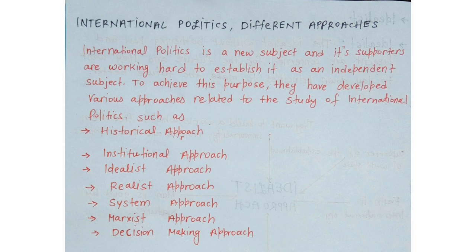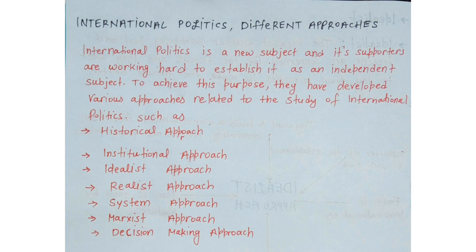Well, what is the system approach? It's clear from the name itself. The system approach studies international politics in terms of systems, so they emphasize the study of systems. There are lots of systems, for example the ecosystem. But we are studying political science, so we'll talk about the political system. Let's consider the example of India. In India, you can find a parliamentary system. One more thing: where there is a system, there is a subsystem, and in fact multiple subsystems.